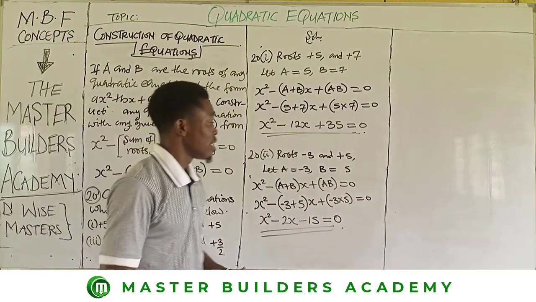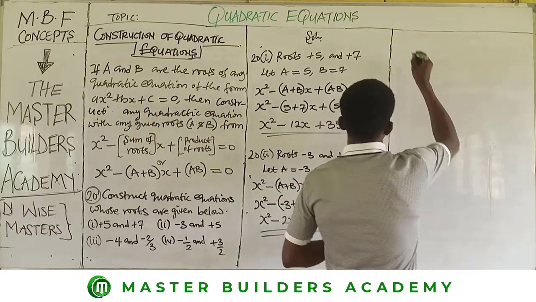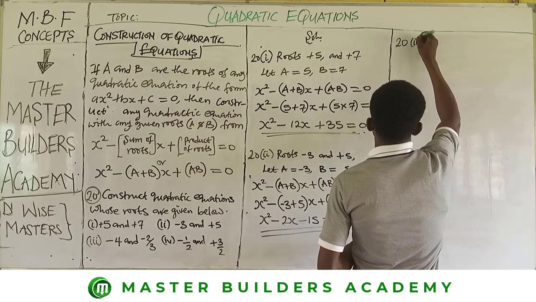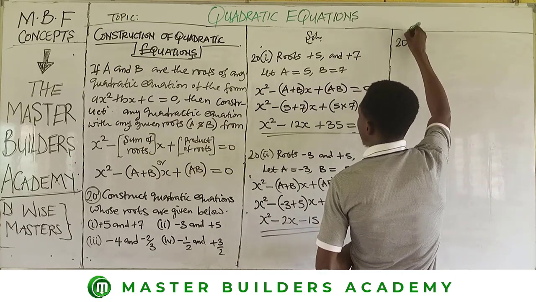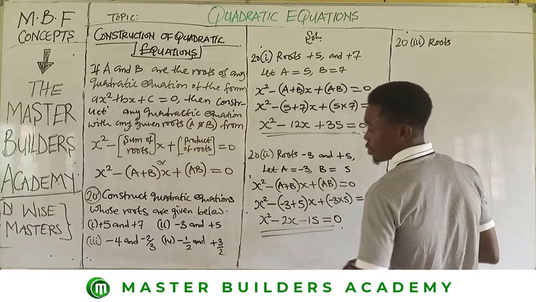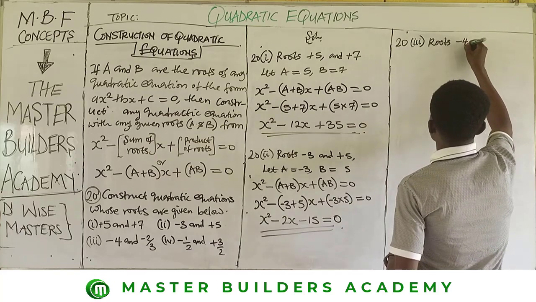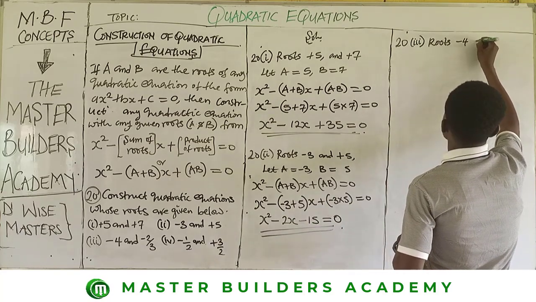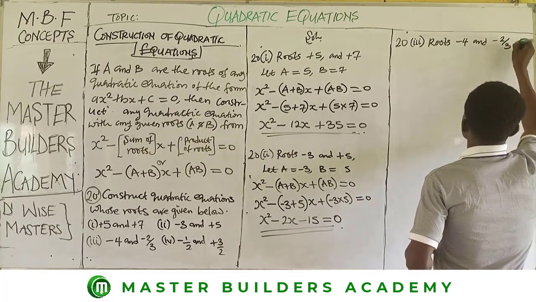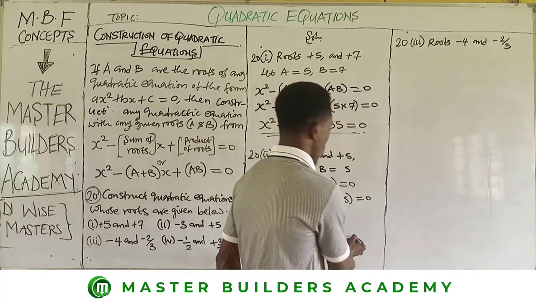Now let's do it. Then we have question 20, part 3. And the roots there are minus 4 and minus 2 over 3. As simple as this. So this is what we have, guys.